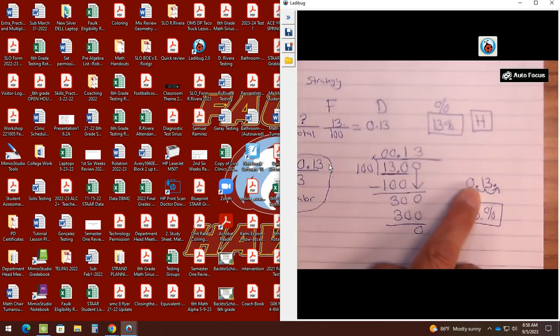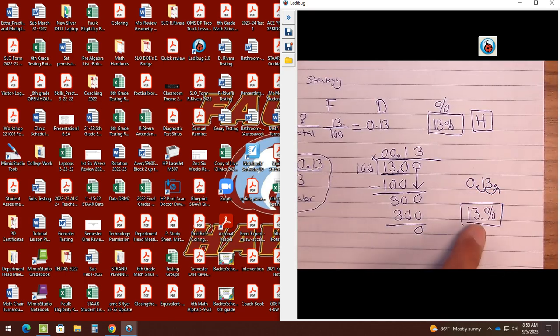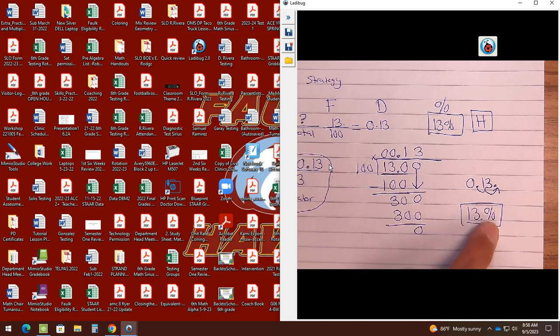You see that decimal 0.13? Now it's at the end. It's at the end. But don't forget to put the symbol. So it's not in the front anymore. It's 13%. There, you're done.